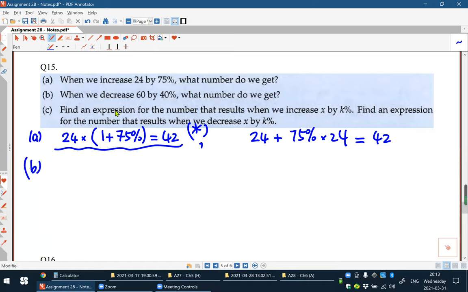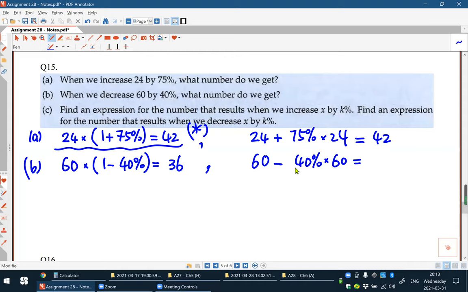Okay, next one. When we decrease 60 by 40%, according to the first method, this is the original number times 1 minus 40%, and this is 36. Second method: 60 is the original number, decreased by 40% of itself. That means 40% of the original number. Again, the result is the same, which is also 36. Any questions?